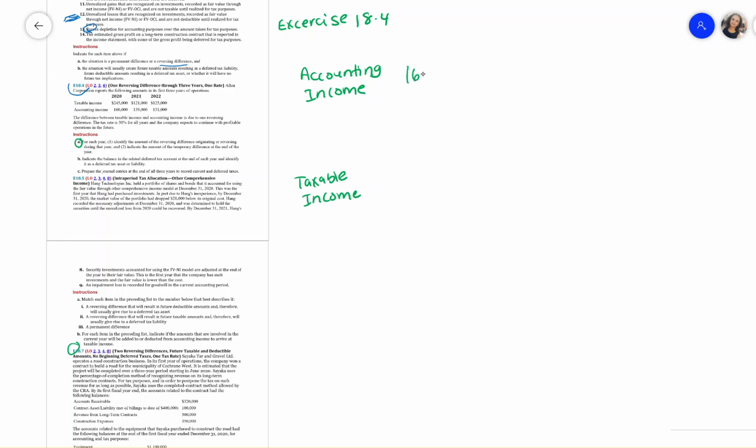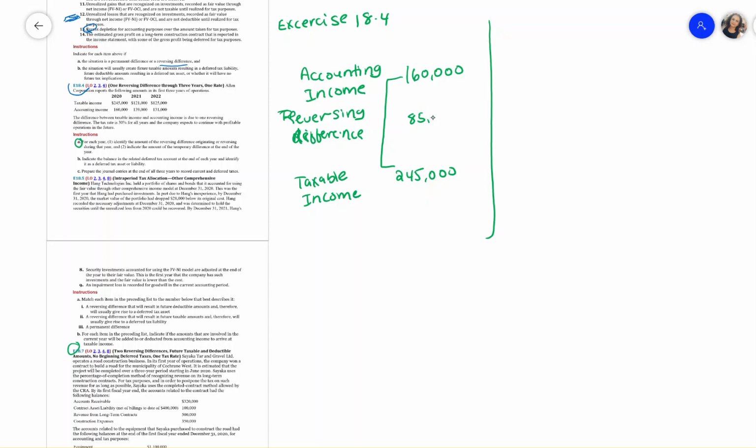So we started off with 160,000 in accounting income, and we are reaching 245. So there is a difference. They told us it's not a permanent difference. It is a temporary difference, or a reversing difference. So what is the amount of the difference? First we needed to know the difference, and then we needed to know the amount. If I take the difference between the 160 and 245, the difference between both numbers is 85.